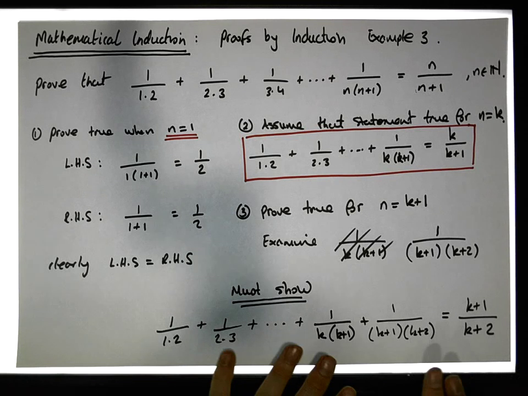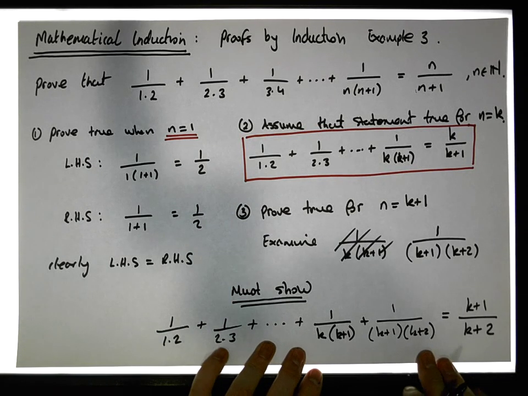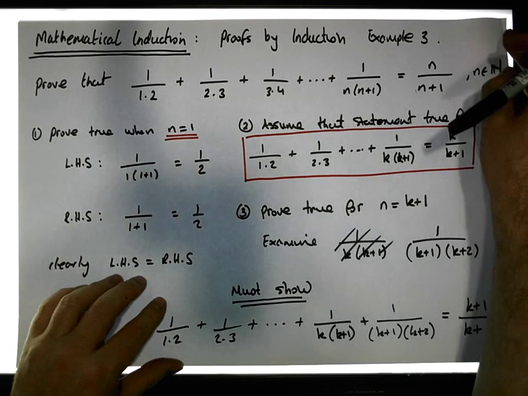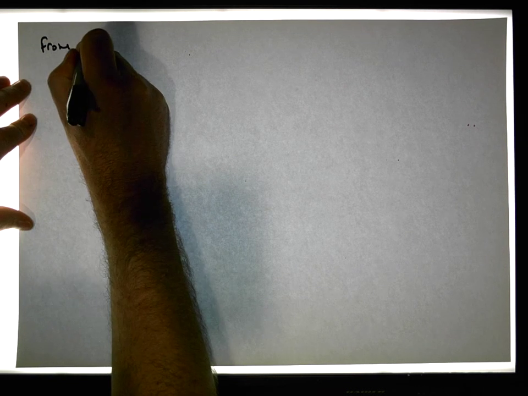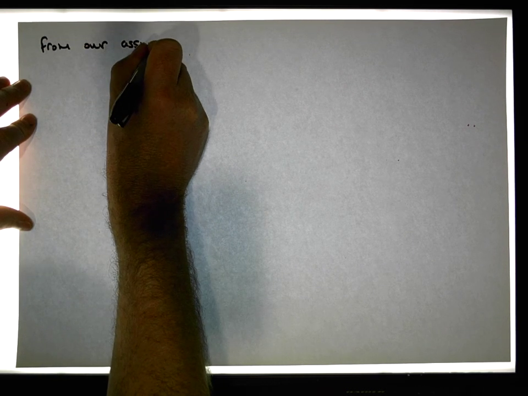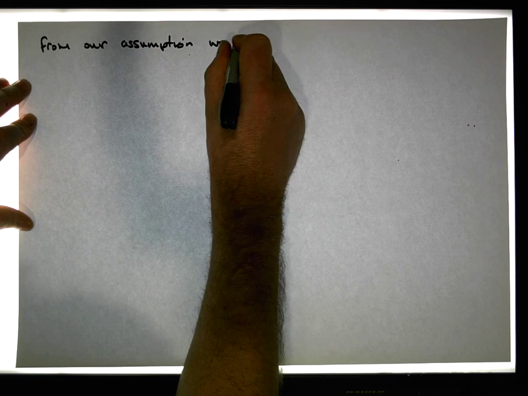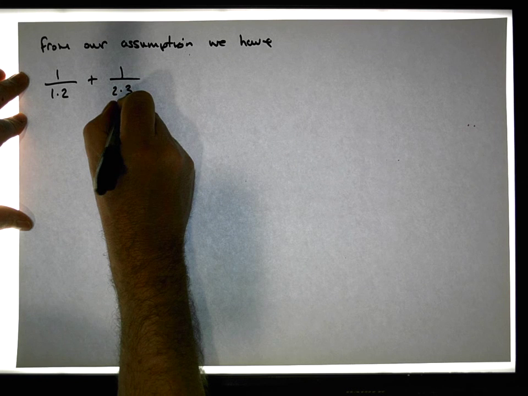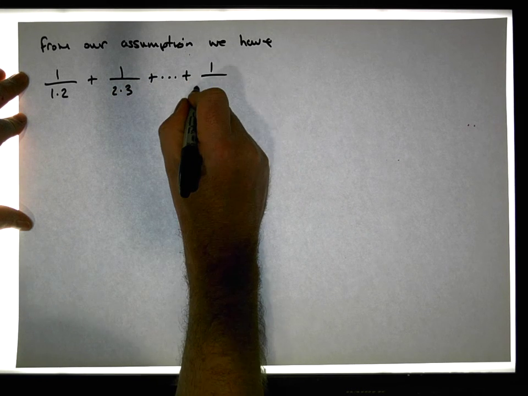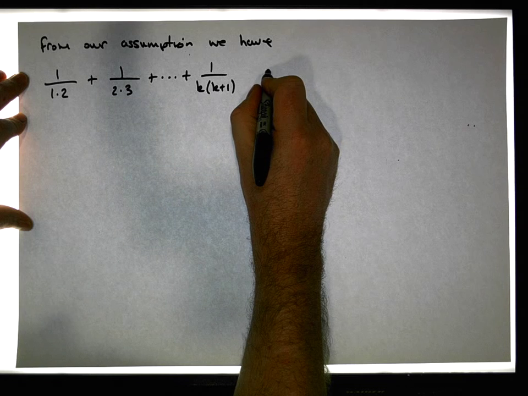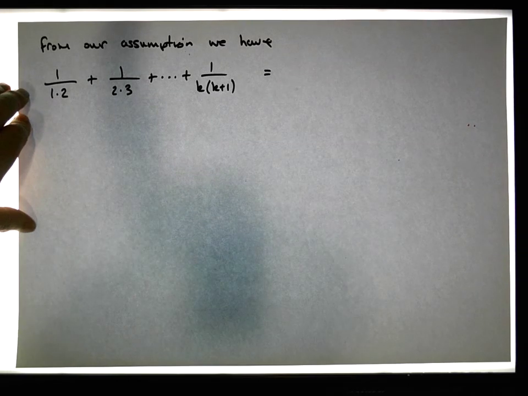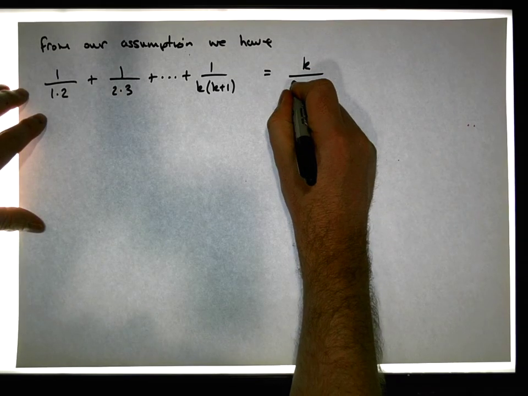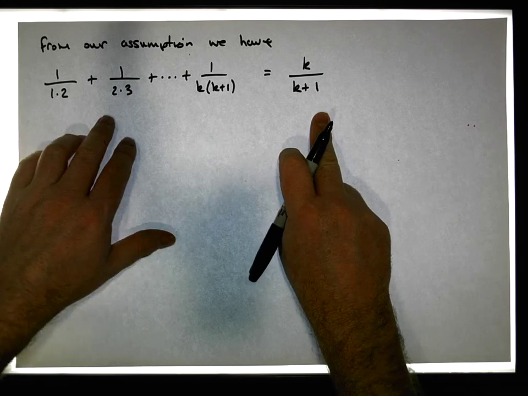Okay? So let's try to do that. How are we going to be able to do that? Well, let's go back to the thing that we've assumed to be true. So from our assumption, what do we have? We have that 1 over 1 times 2 plus 1 over 2 times 3, all the way through to plus 1 over k times k plus 1, must be equal to k over k plus 1. We've assumed this to be true.